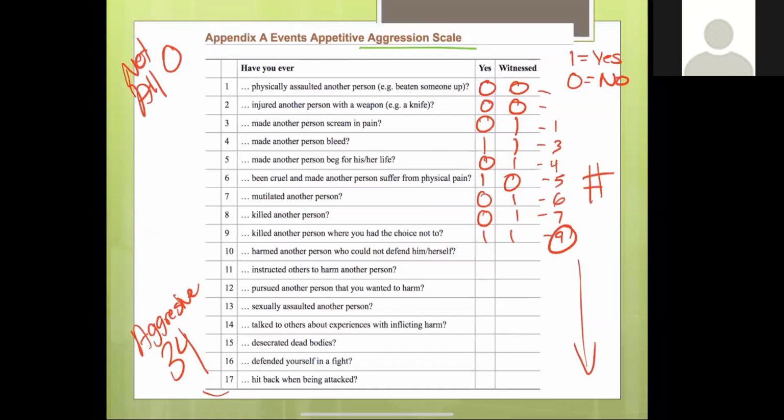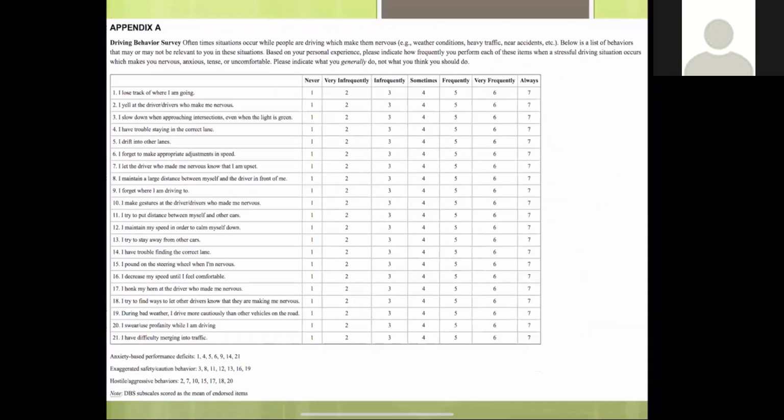If they've witnessed it, meaning they've seen it as a child or experienced someone else doing it around them, that also puts them at greater risk. Therefore, we now have this quantitative system that addresses all these different complicated things that are part of aggressive behavior. Here's another one.